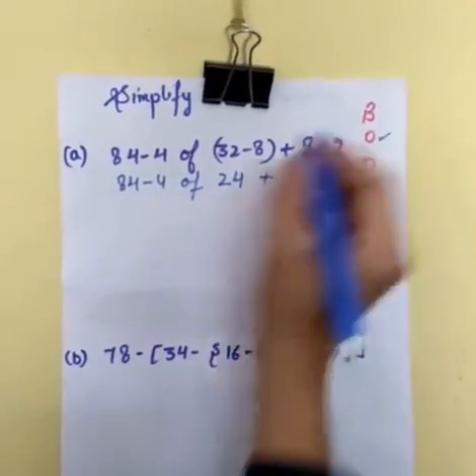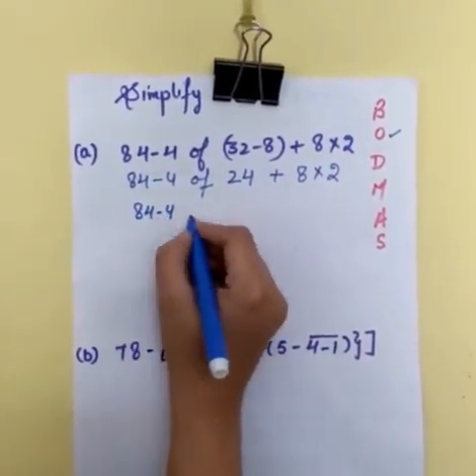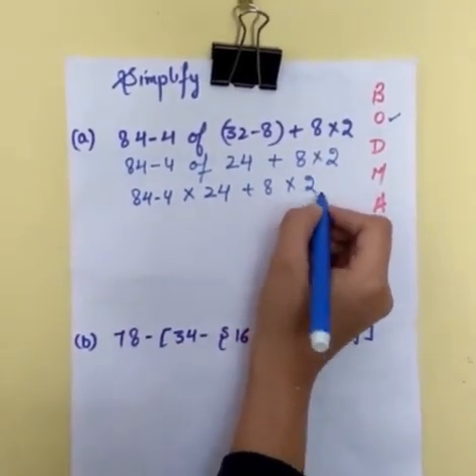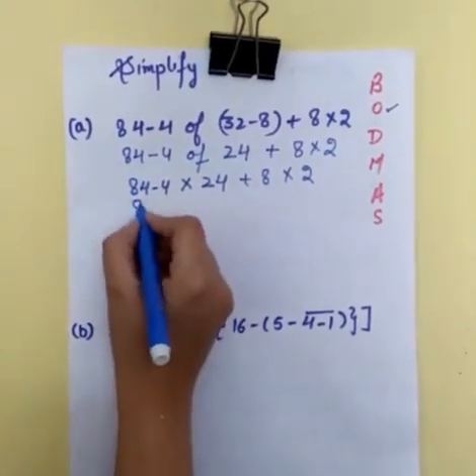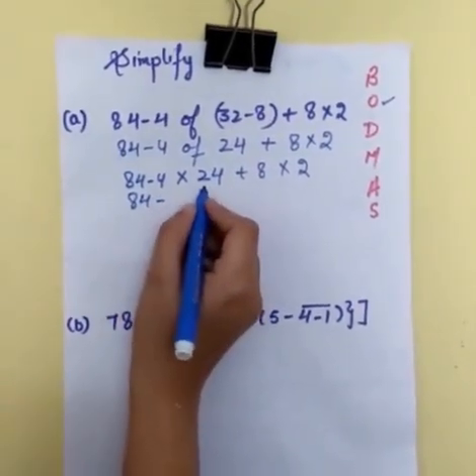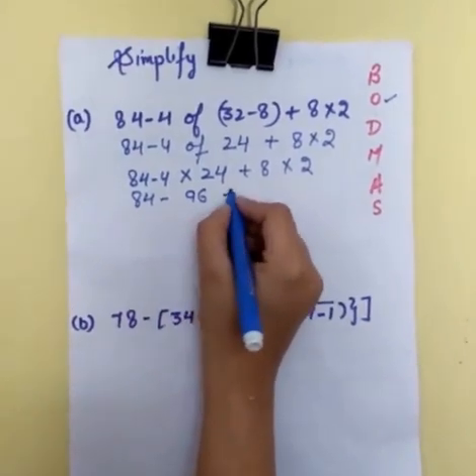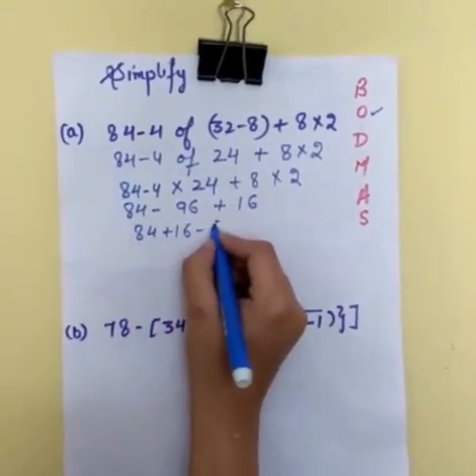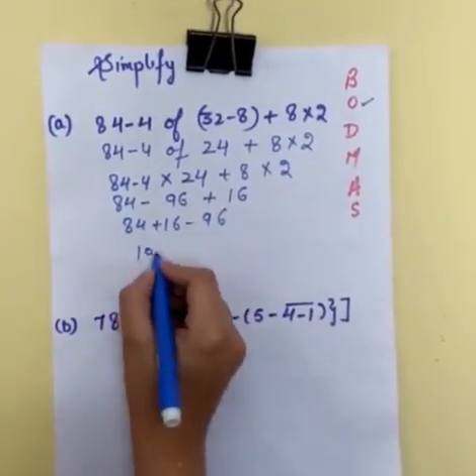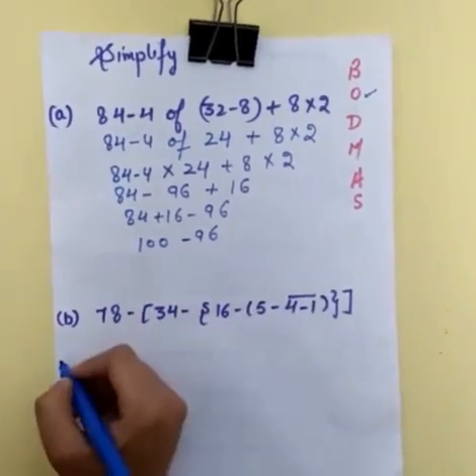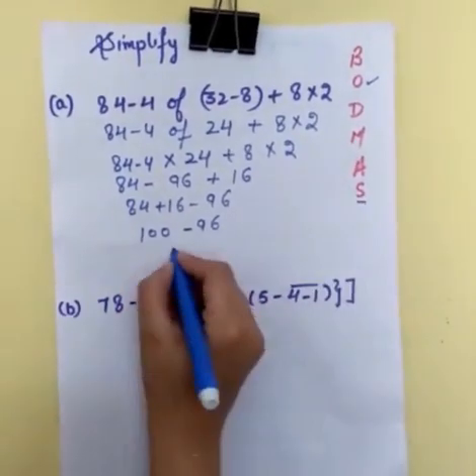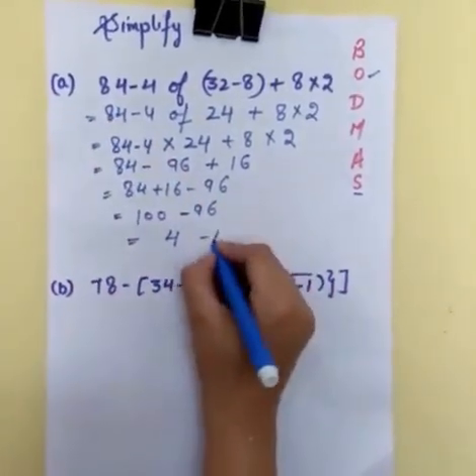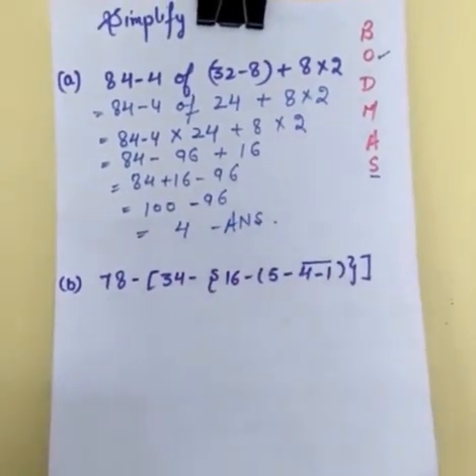After bracket we will solve of. So 84 minus 4, we'll write multiplication here and copy down the same. Now next we will solve multiplication. 24 multiplied by 4 is 96, plus 8 multiplied by 2 is 16. Then we will solve addition. 84 plus 16 is 100, and minus 96. Then at the last we will solve subtraction. It is 4. So in this way we have to solve these questions. So 4 is our answer.